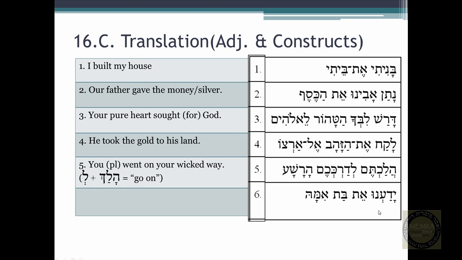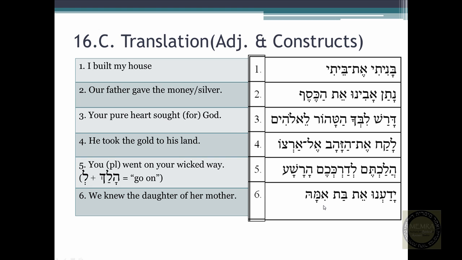Number 6, yada, knew. Again, no prefix, so we have a perfect form. We knew. Et, there's our direct object marker. Bat immah, the daughter of her mother. Immah, there's our third feminine singular suffix with mappiq in there.